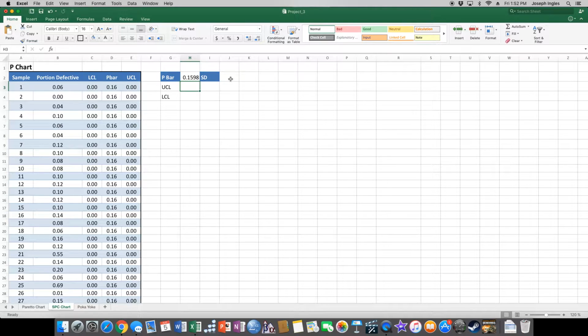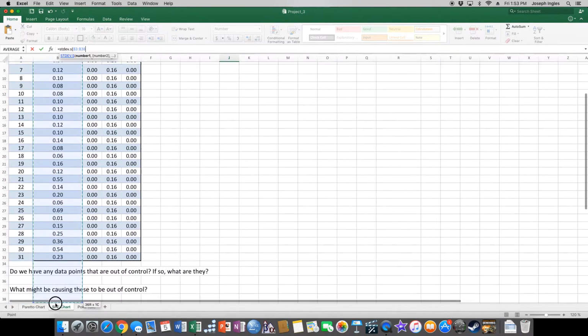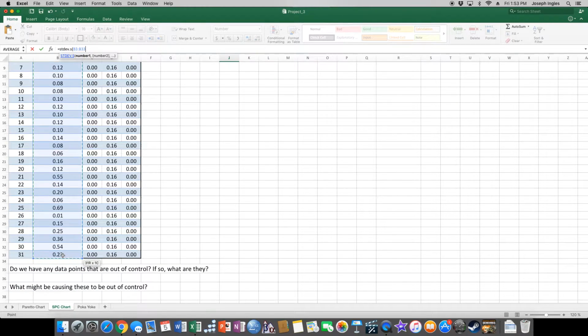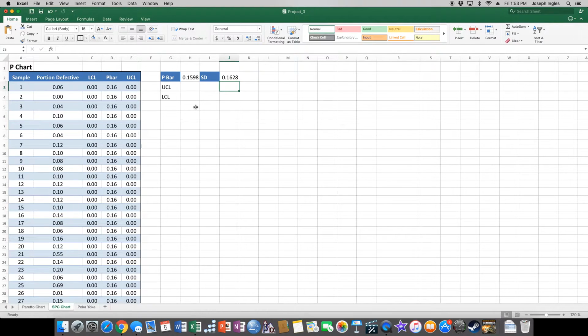The next thing we need to do is find our standard deviation. And we're going to use that to calculate UCL and LCL, which I'll explain in a minute. Now, we know these are samples because it tells us right there, so we're going to use the standard deviation, STDEV.S of a sample. And then we highlight again B3 through B33. Here we find our standard deviation is 0.1628.